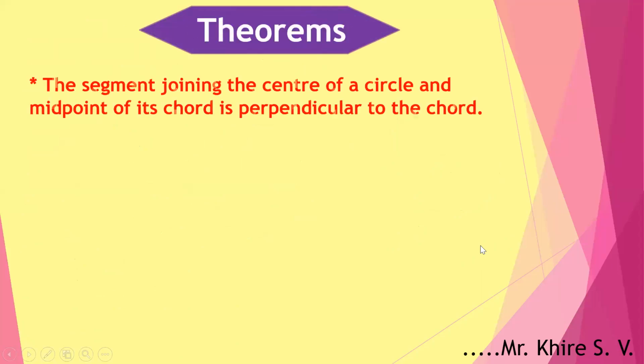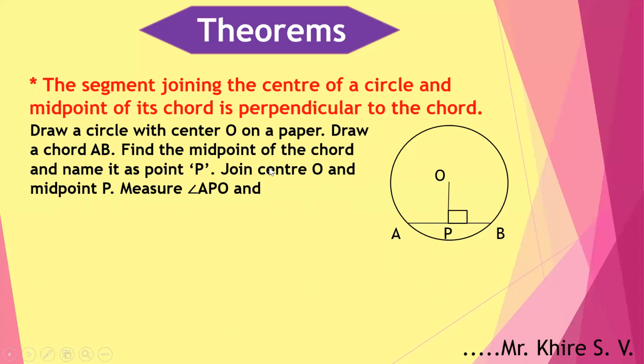Now the next theorem is, the segment joining the center of a circle and midpoint of its chord is perpendicular to the chord. In the figure you can see O is center of circle, segment OP is perpendicular to segment AB, AB is chord of the circle. We know the theorem. Draw a circle with center O on a paper, then draw chord AB. Find the midpoint of the chord and name it as point P. Join center O and midpoint P.